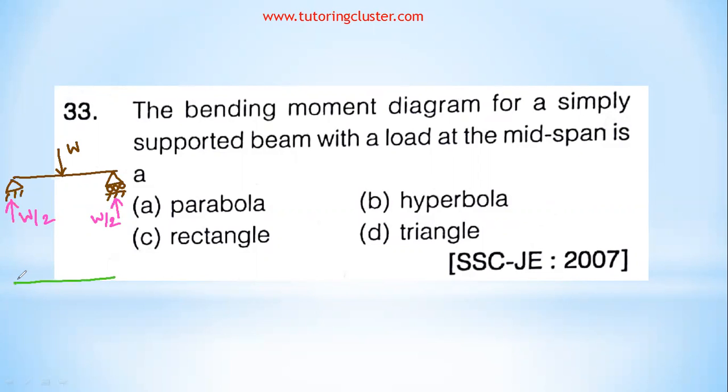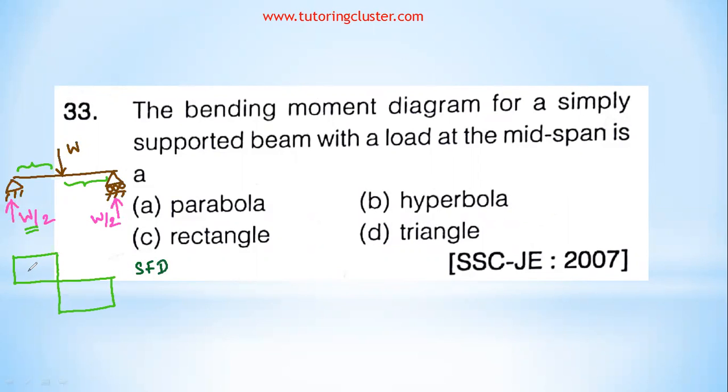Okay. So we'll start from this. It is going up by W by 2. Then there is no loading here, so it will be a straight line. Then at midspan, it will go down by W. Again, from this to this, there is no loading. It will be linear, and again it will be W by 2. So this will be your SFD.